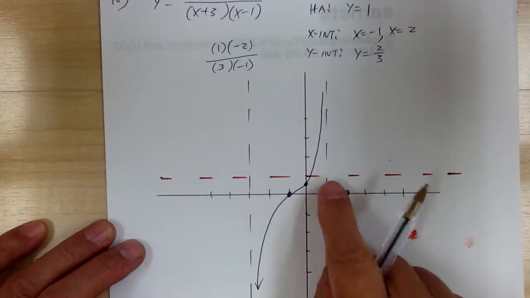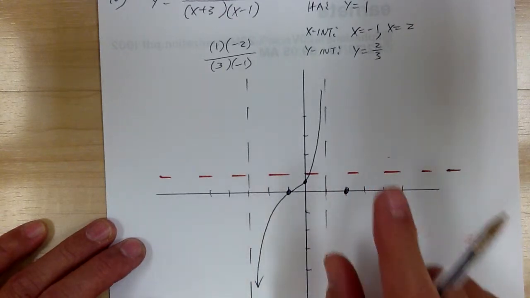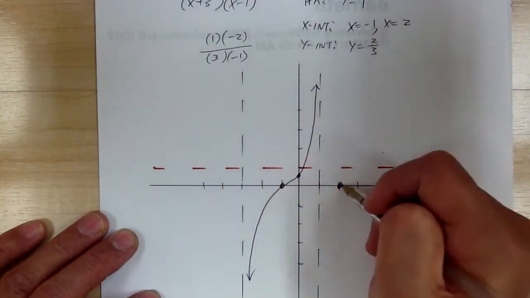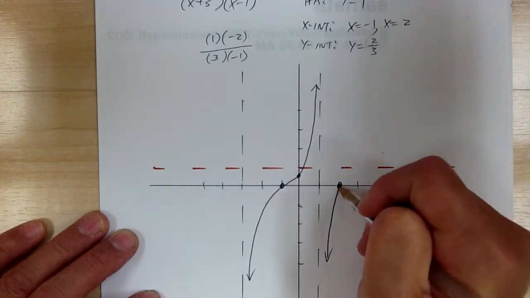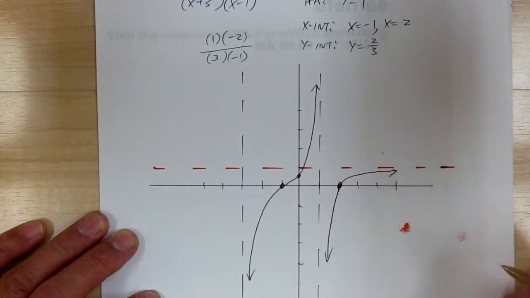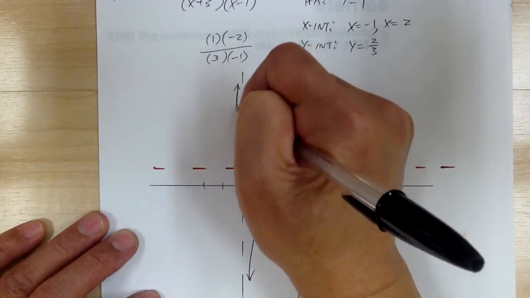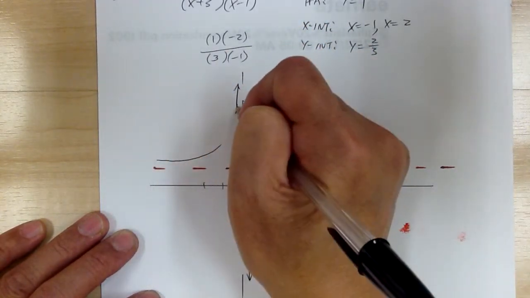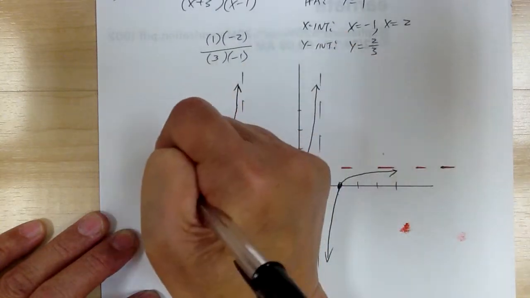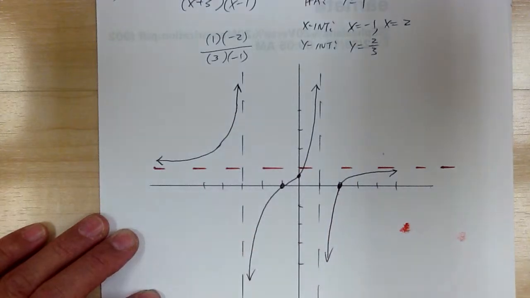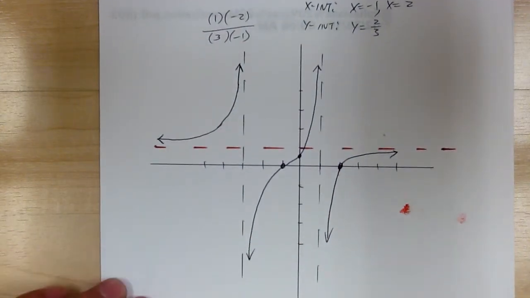You're allowed to cross over the horizontal asymptote, but you cannot touch the vertical asymptote. So if this is going up, this has to go down. So this will go like this. And since this is going down, this will go up. And this will go like this. So you can make a nice curve, and make sure it's not curving away from the asymptotes.